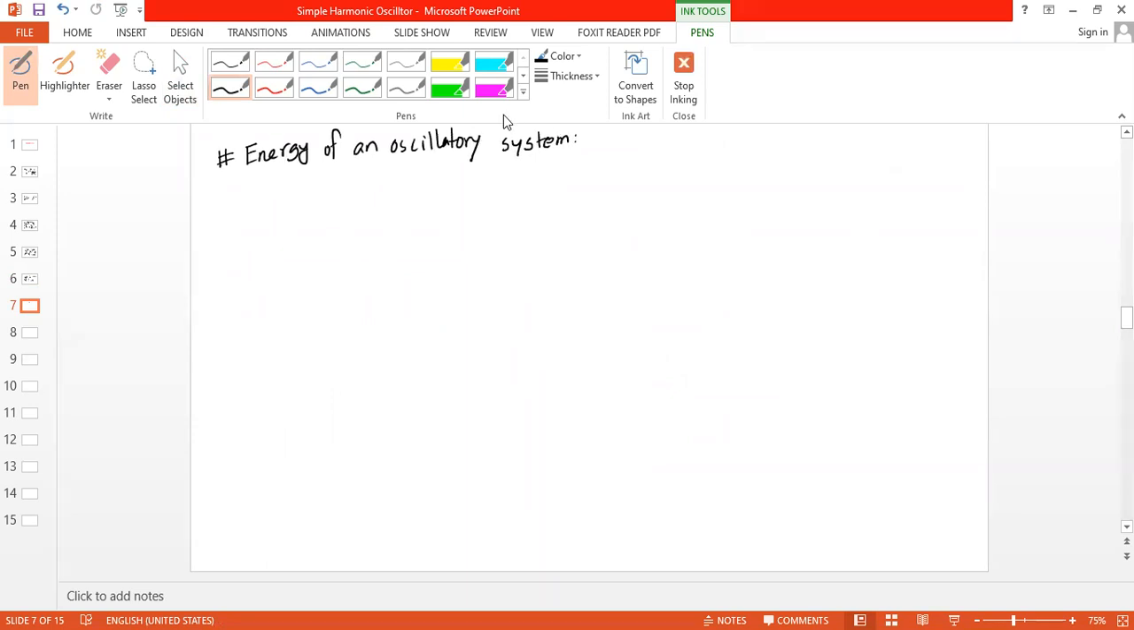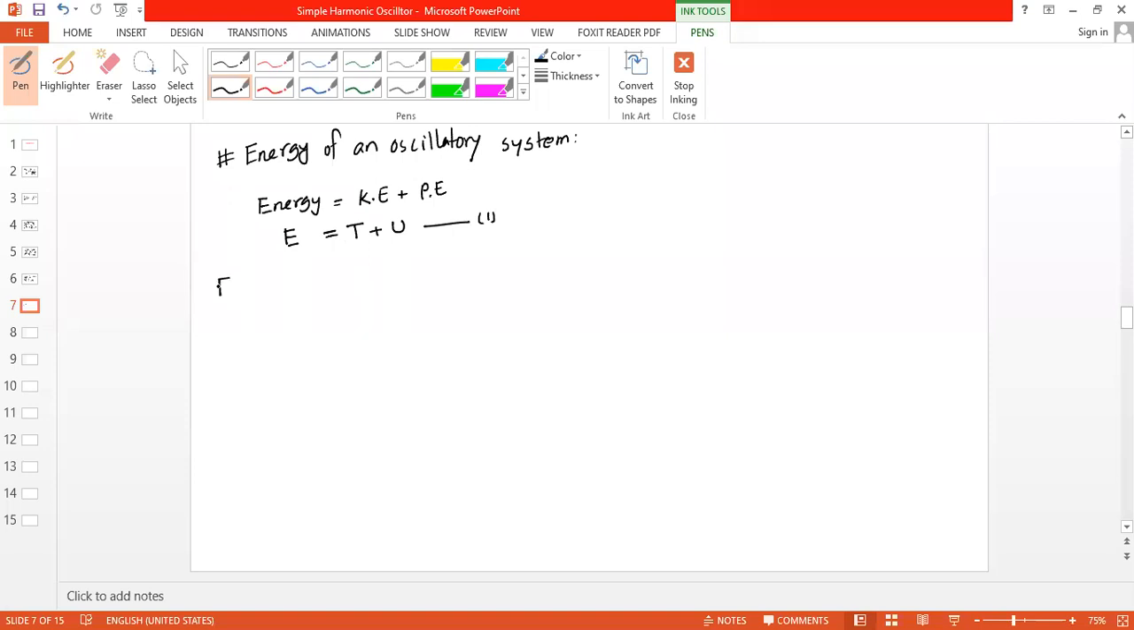So the total energy for an oscillatory system, or for any system, the mechanical energy, is equal to the sum of kinetic plus potential energy. Let's say energy is denoted by E. Kinetic energy we name T, because K is already used as the force constant. So E equals kinetic energy T plus potential energy U. What I want to know is the expression for the total energy.